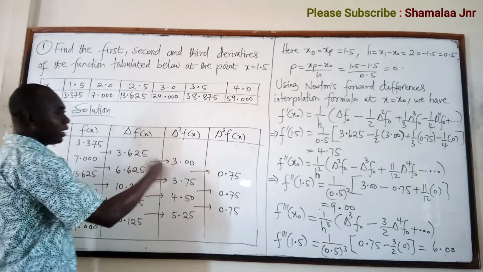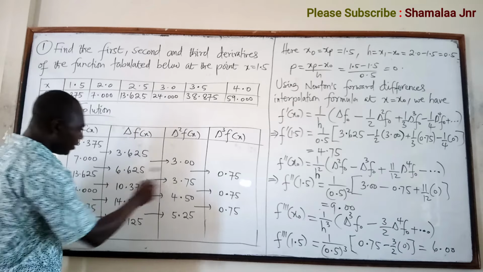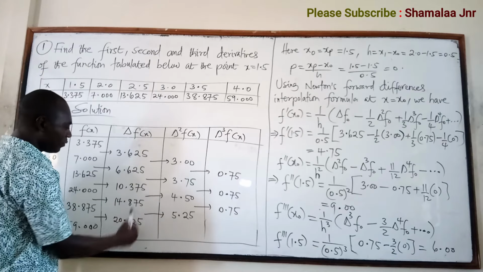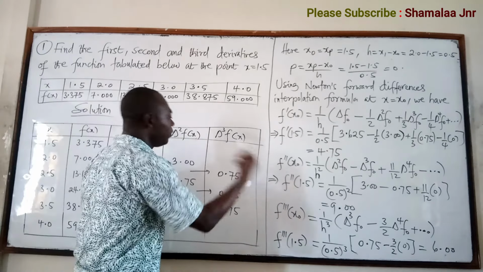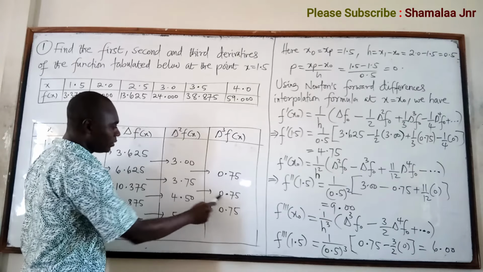Now move on to the second forward differences. The same way, subtract this from this and write it at the middle. Subtract this from this, so write it here. Subtract it from this, write it here. Subtract this from this, write it here. It's not difficult at all. Then look at the third forward differences. So this one, subtract this from this, write it here. Subtract this from this, write it here.